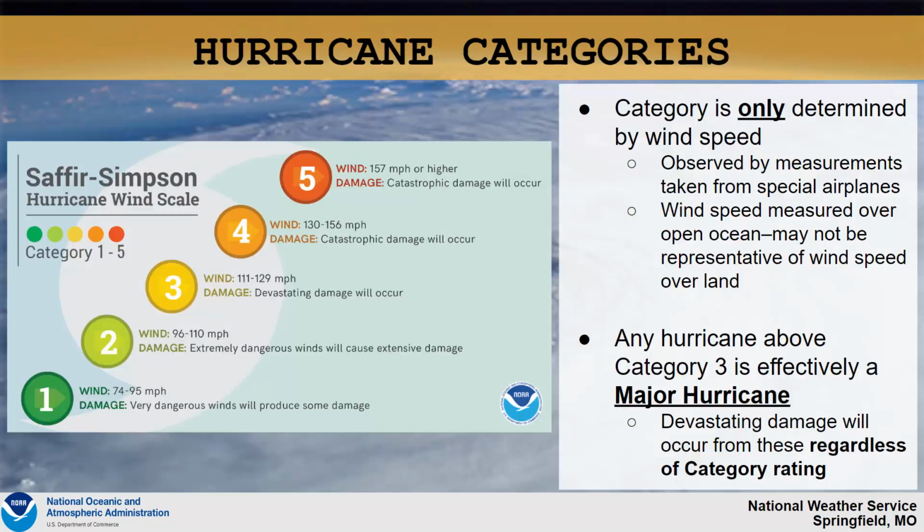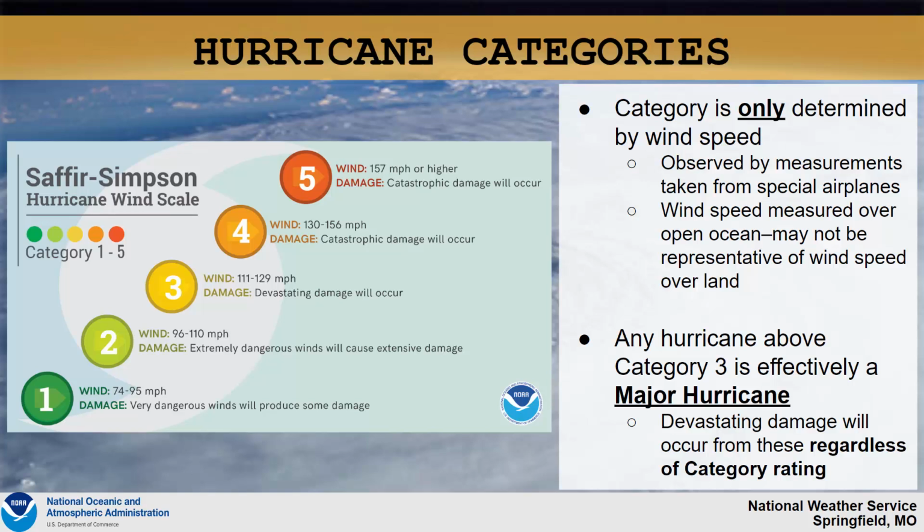Now let's get into more detail on hurricane hazards. But before we talk about all of them, it's important to go over the Saffir-Simpson scale, which determines the category of the hurricane. This scale is determined only by wind speed that is observed by special aircraft that fly into the hurricane and record wind speed along with temperature, pressure, humidity, etc. So, Category 1 has the weakest wind speeds at 74 to 95 miles per hour, and Category 5 hurricanes have the strongest wind speeds at greater than 157 miles per hour.